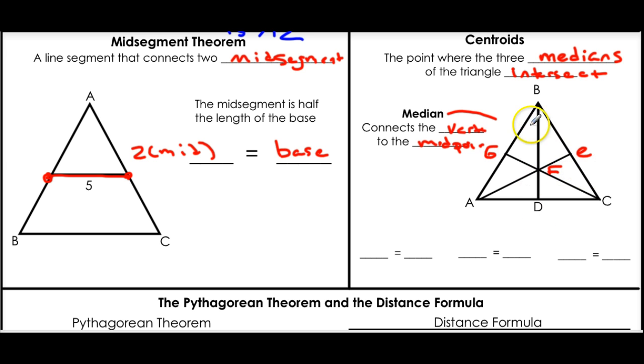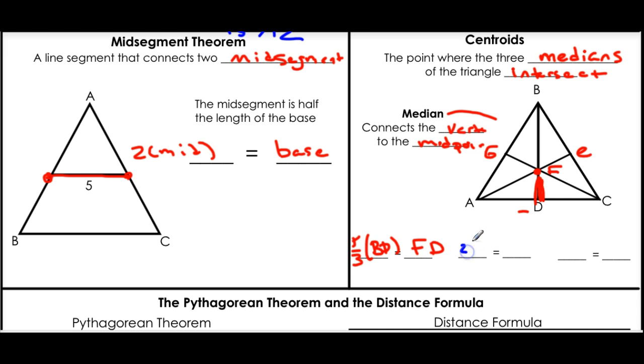Now there's relationships between the centroid and the parts of the medians. The first thing we know is that 1/3 of the whole thing, 1/3 of BD, would equal FD, which is the smaller part, right? FD is the smaller part. So if I take 1/3 of the whole thing, that gives me the smaller part from the centroid to the base.